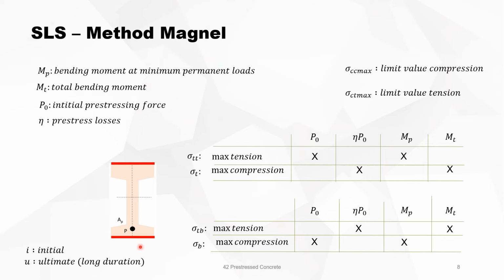Then on the bottom fiber, you can do the same. When is the tension maximum? That's when the pre-stress is minimum and the total bending moment is there. And the compression is maximum on the bottom fiber when the pre-stress is maximum and the bending moment minimum. You see that you have different combinations to calculate different stresses on top and bottom fiber.